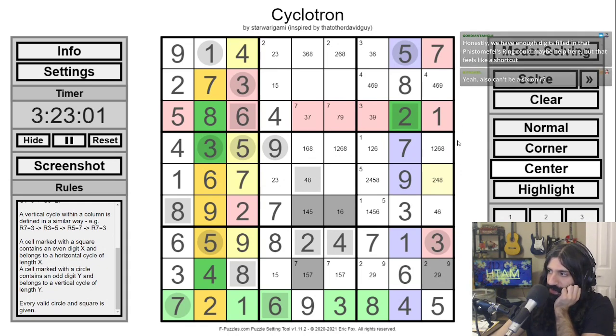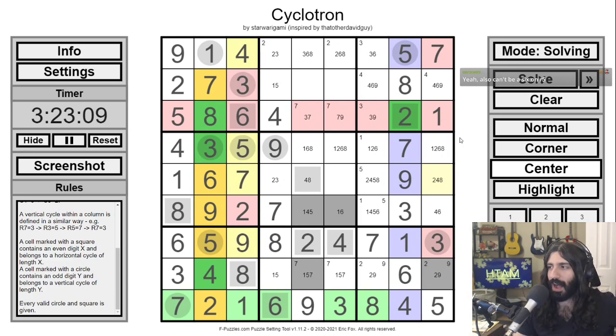Honestly, we have enough digits filled in that Mephistopheles' ring could maybe be helpful here, but that feels like a shortcut. I want to not resort to that. Also, 1 in the top right of the box. Oh, yeah, good call. That can't be a 1 for sure, because of this 1 and these 1s.